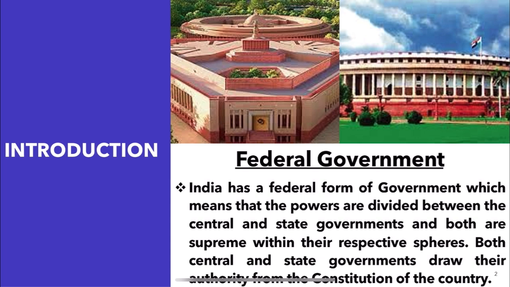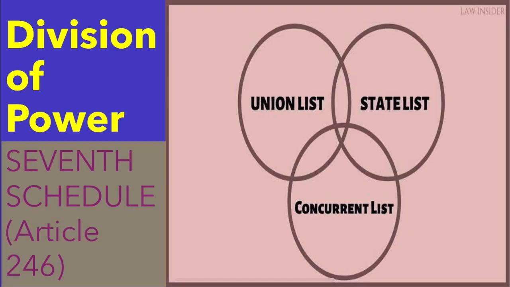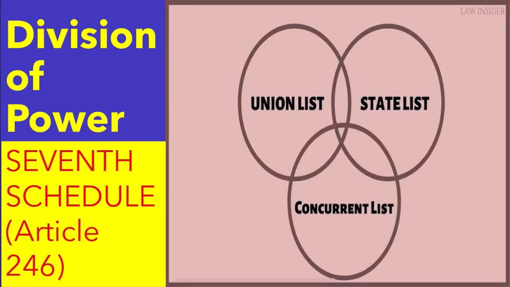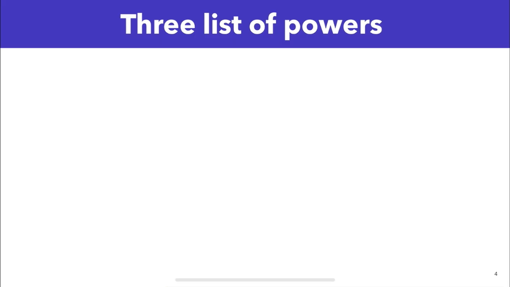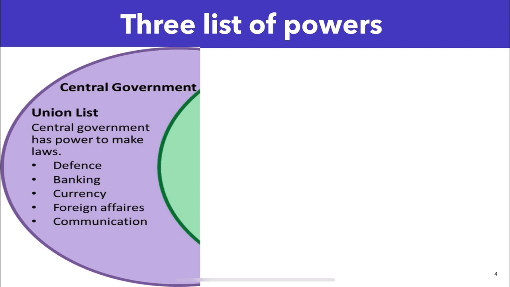There is a division of power between center and state according to Article 246, that is in the 7th schedule. The division is on three lists. The first list is the central list or union list. The central government has power to make laws on this list. This includes matters like defense, banking, currency, foreign affairs and communication etc. It includes a total of 97 subjects.